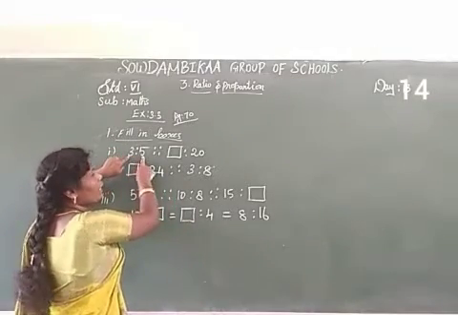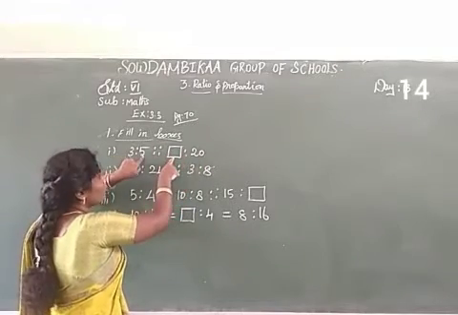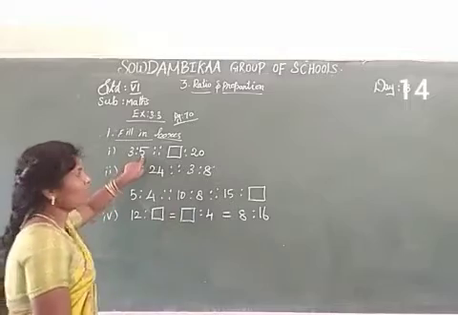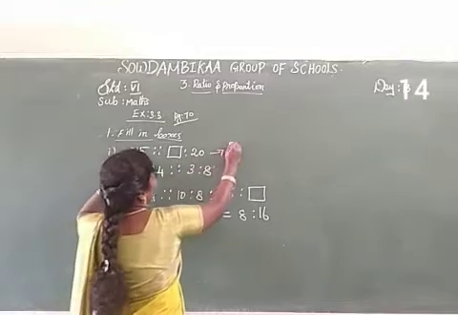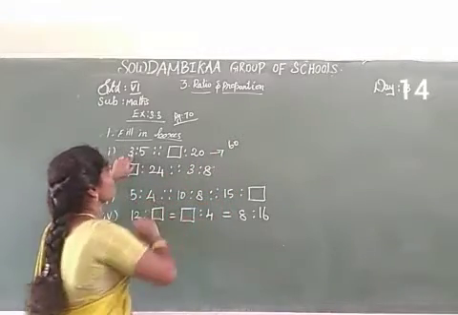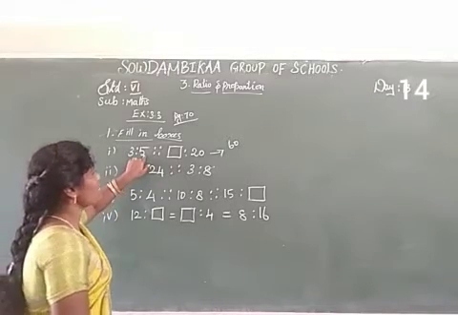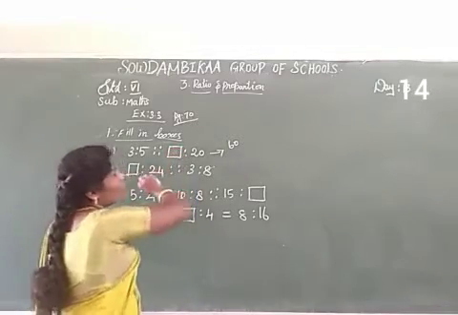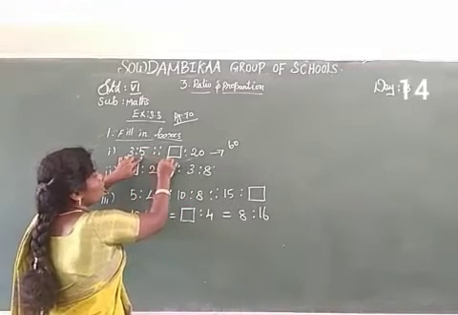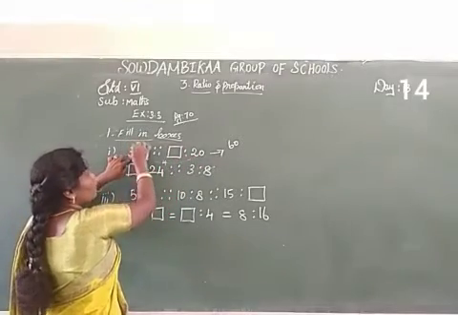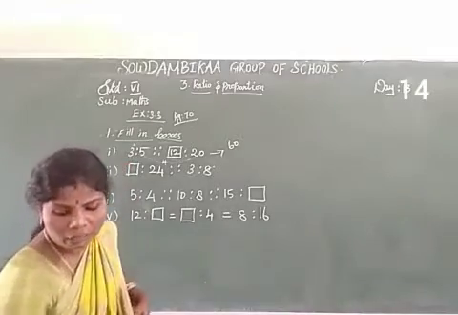This is A, B, C, D. A and D are extremes, B and C are means. Now multiply the product of extremes: 3 twenties are 60. Now, which number multiplied with 5 gets the answer 60? Or otherwise, 5 fours are 20. You multiply the table of 4. 5 fours are 20. The same table: 3 fours are 12. The answer is 12. Or another method.